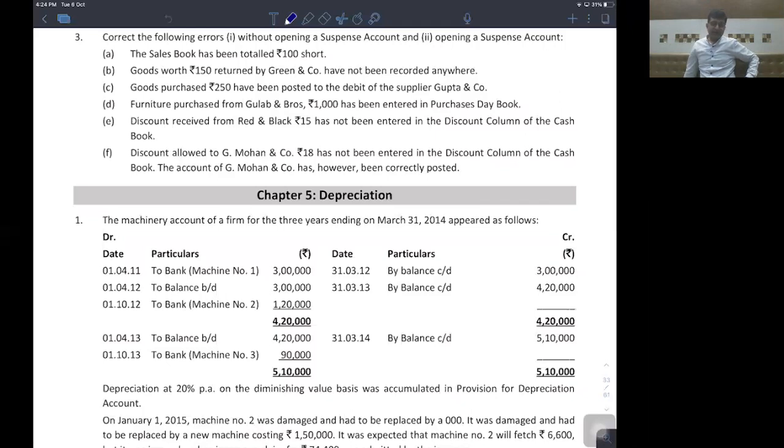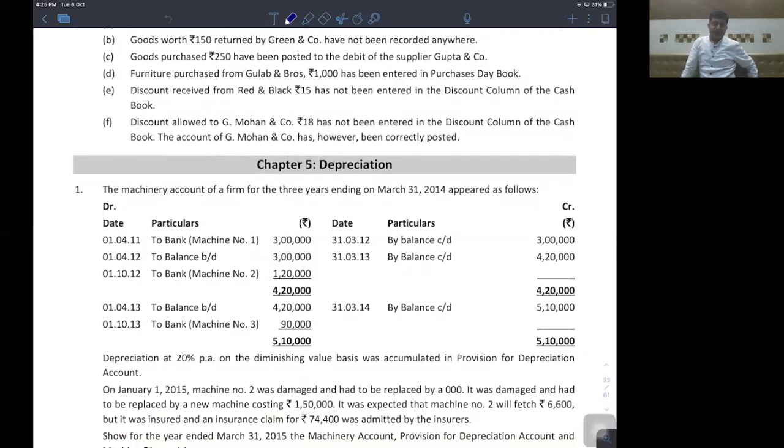All right. The sales book has been totaled short by rupees 100. Without suspense account, sales account credit side by casting error 100. Or with using suspense account, it will be suspense account debit to sales account 100. I repeat, without opening suspense account, sales account credit side by casting error 100. And with suspense account, debit to sales account rupees 100. In both cases you have credited the sales account by 100 only, but the way of expression is different. Am I right?